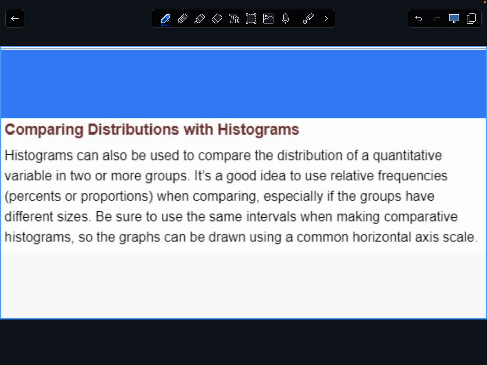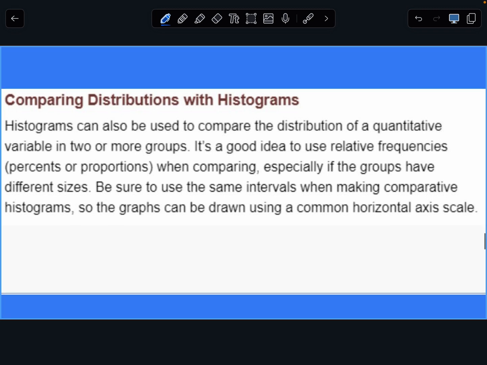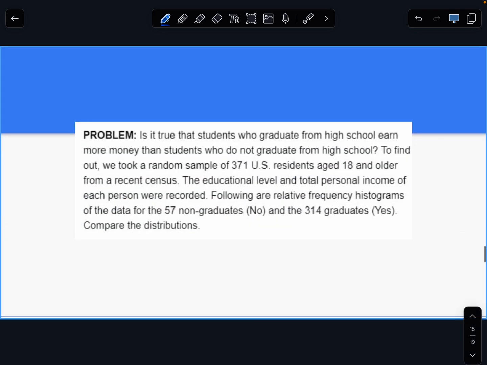Okay, histograms can also be used to compare the distribution of a quantitative variable in two or more groups. It's a good idea to use relative frequency when comparing, especially if the groups have different sizes. Again, we've talked about this already in class. Be sure to use the same interval when making comparative histograms so the graphs can be drawn using a common horizontal axis. Okay, so our question is: is it true that students who graduate from high school earn more money than students who do not graduate from high school?